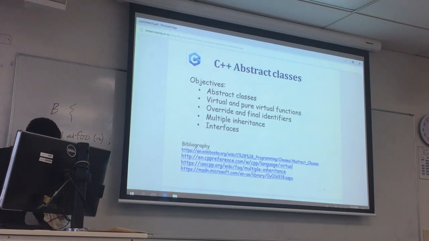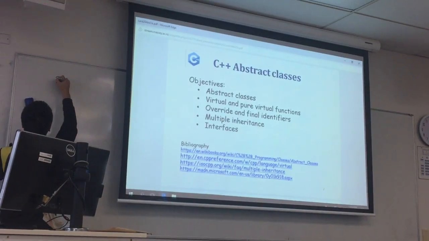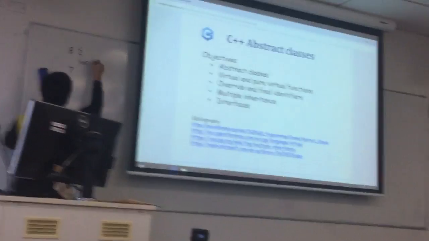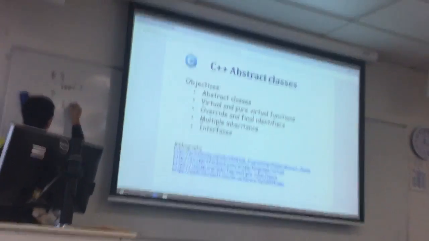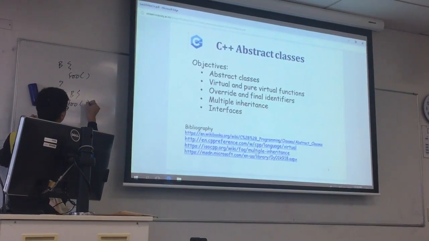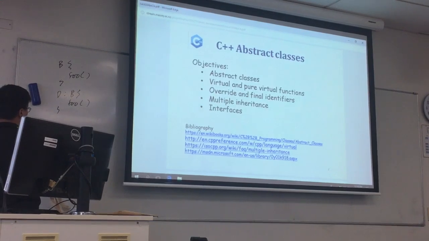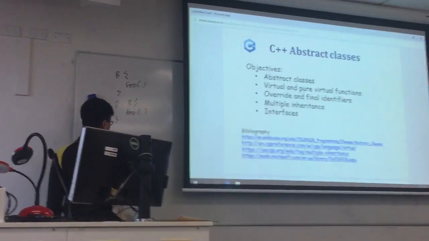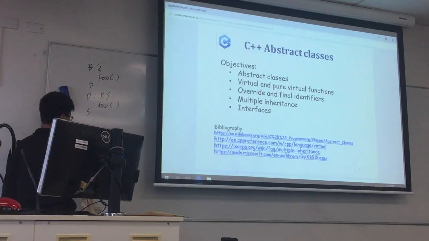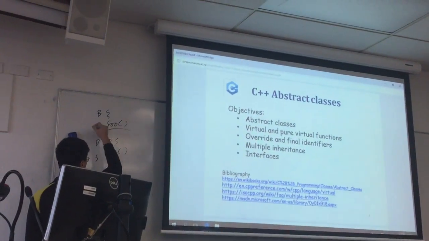So we have B, we have D, and overriding as well. If we have a B object, then when you call B.foo, this function will be called.